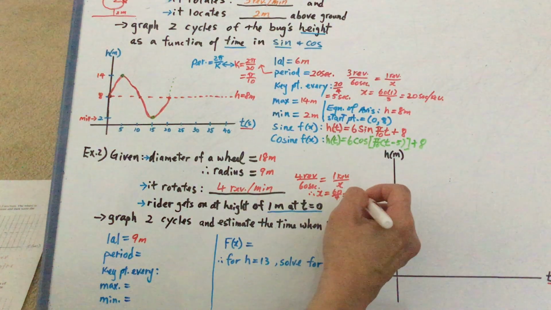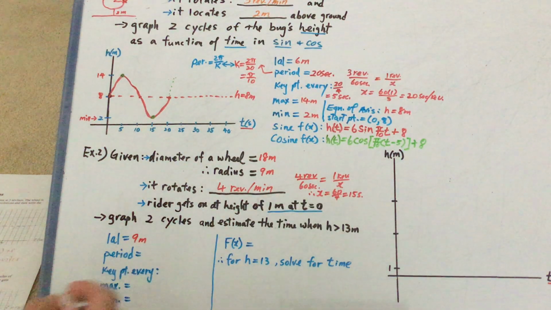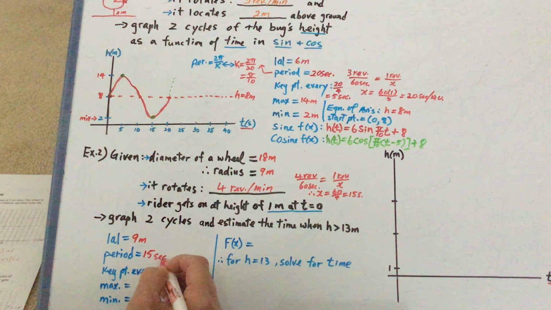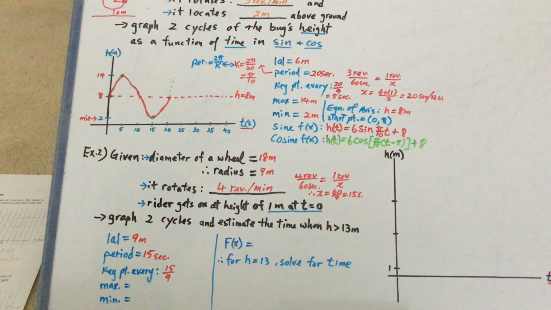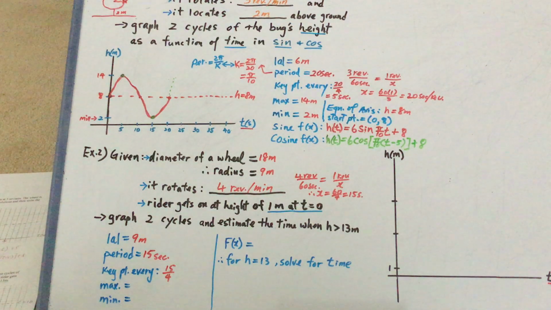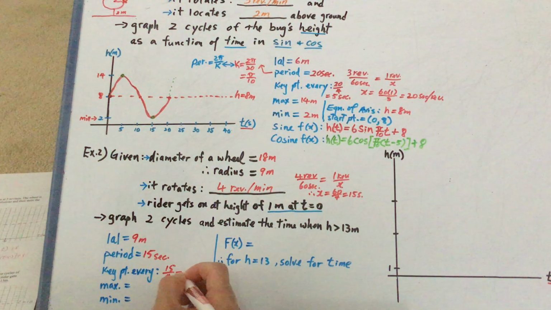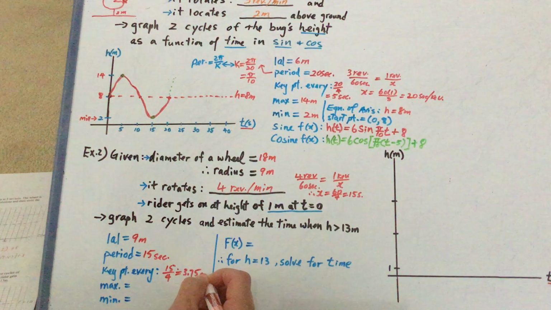So every 15 seconds, that means 1 revolution would take 15 seconds. So the period here is 15 seconds, okay? And because the period is 15 seconds, the key points are going to happen every 15 divided by 4. So it's going to be a decimal, this is equal to 3.75 seconds, okay?